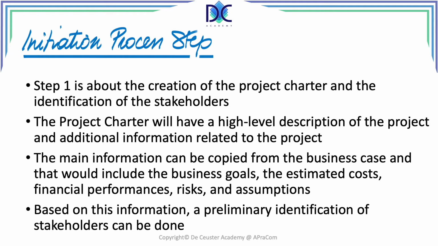Things can be, we already have stakeholders, of course, we already have the description. Elements can be a version control, can be some reserved budget, risk parameters, the people who will be signing, things like that. Now, the main information can be copied from the business case. It would include the business goals, the estimated cost, financial performances, risks and assumptions. And based on this information, the preliminary identification of the stakeholders can be done. It is clear that during the planning, we will find more stakeholders that may be important for our project.